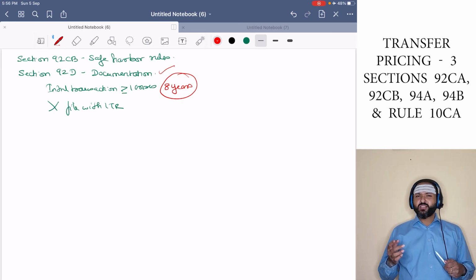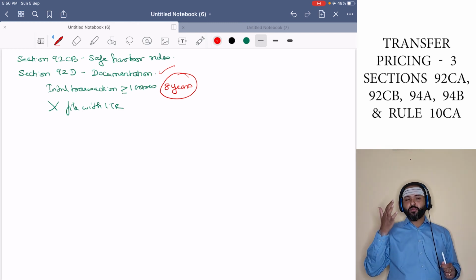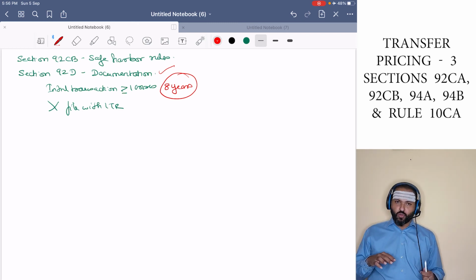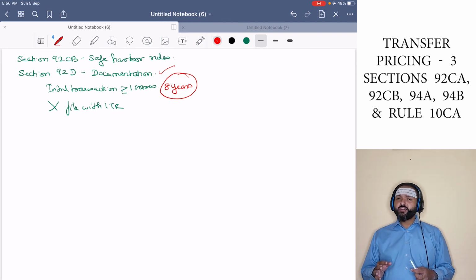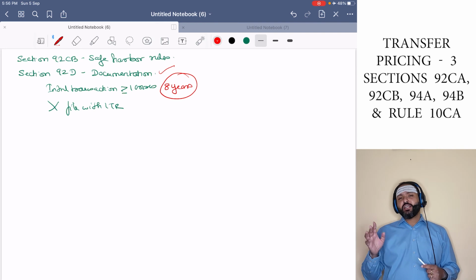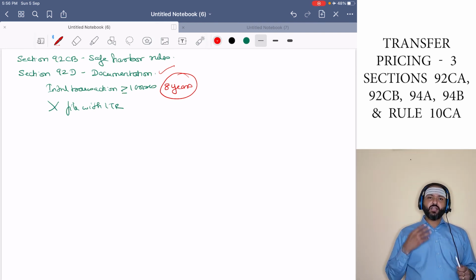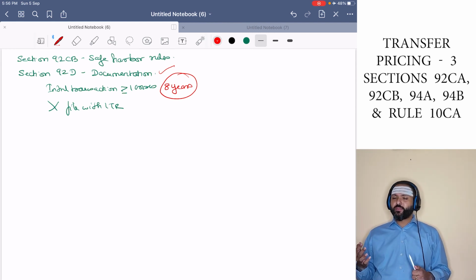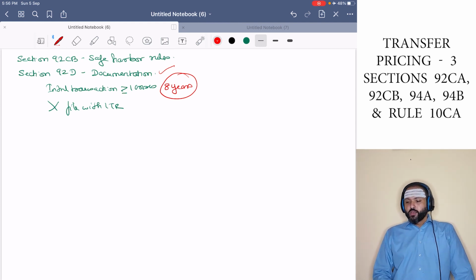What are the most important points? First one, the transactional value of international transactions or specified domestic transactions should be greater than 1 crore. Okay, specified domestic, just keep it on hold. And then when it comes to the retention, it has to be retained for 8 years, and generally the details of the entire list of international transactions and the way in which the arm's length price is being determined, etc., is covered as part of section 92D.